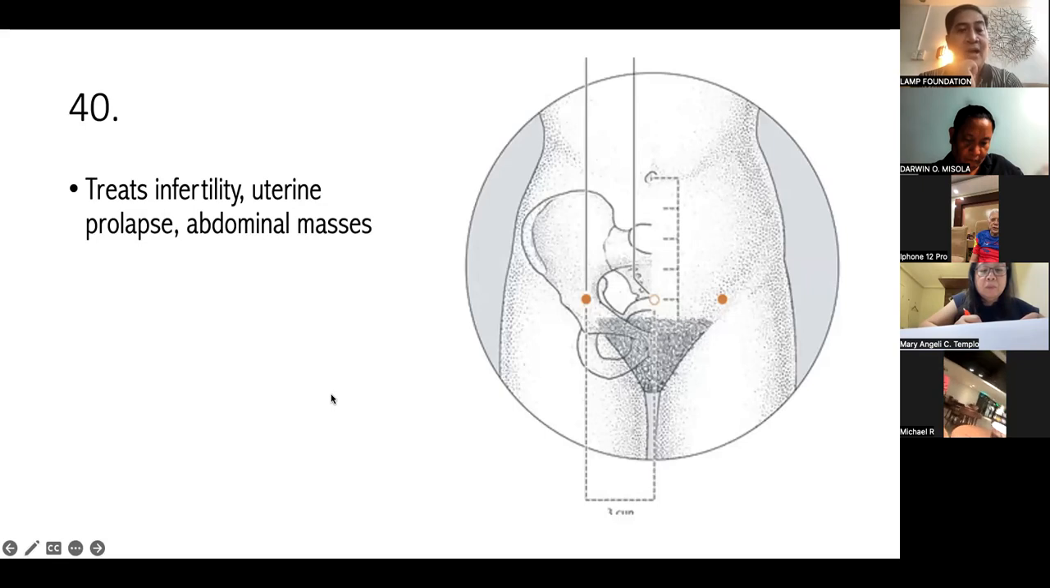Finally, andito na po tayo sa last. It's very good for infertility. This is where the points are located. Uterine prolapse and abdominal masses. Sigong, Sigong Shui.